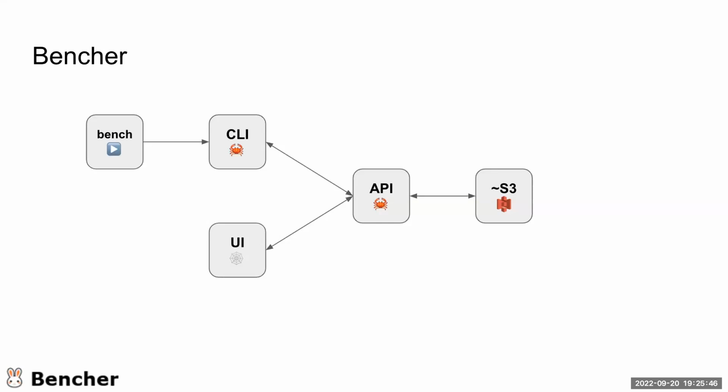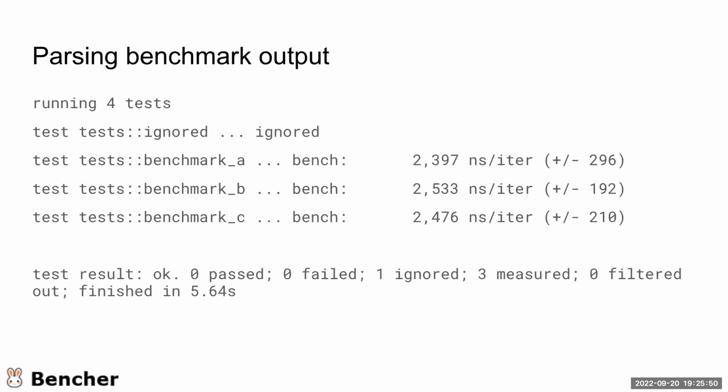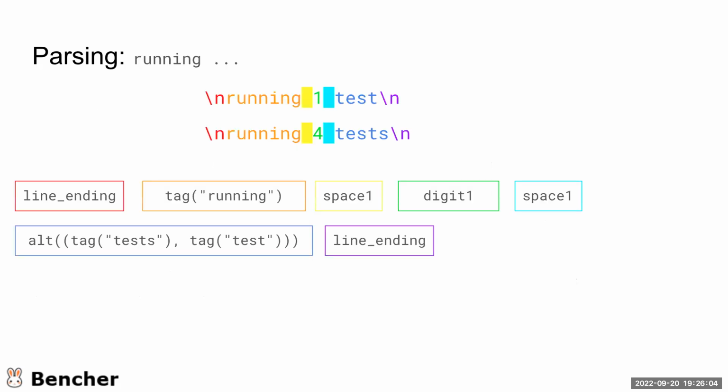So first, we're going to take a look at how you parse the benchmark output. And this is our little nom tutorial in here. So this is just an example running Cargo Bench, and we're going to parse this. So parsing the first part, that running command, I have this color coded, but the red is the red, the orange is the orange.